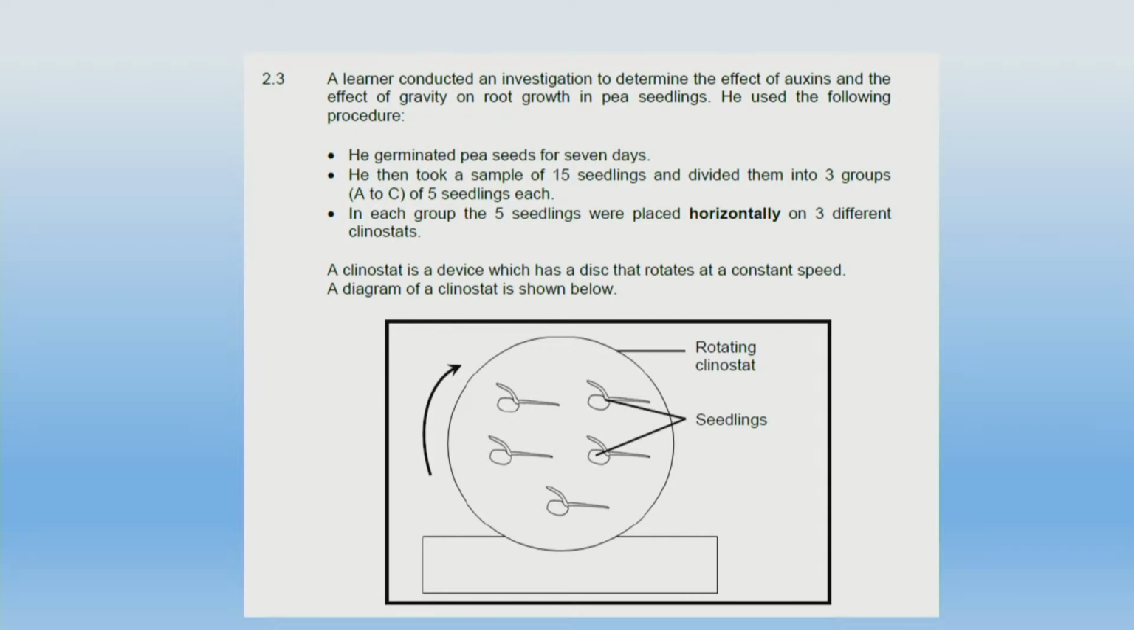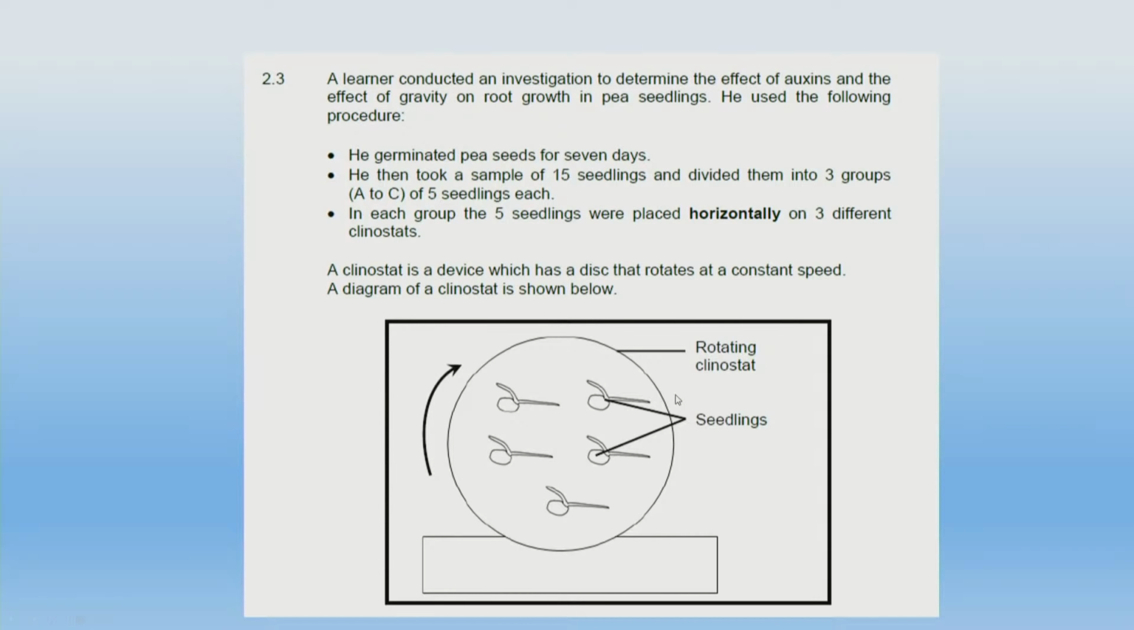So remember that we have 15 seedlings, which will be divided into 3 groups: group A, B, C. Each group will have 5 seeds. In each group, the 5 seeds were placed horizontally on 3 different clinostats.